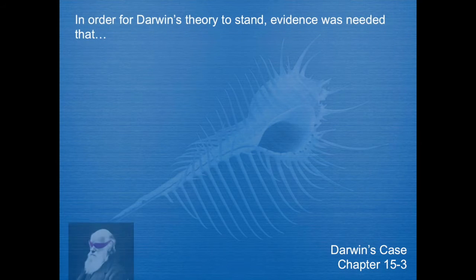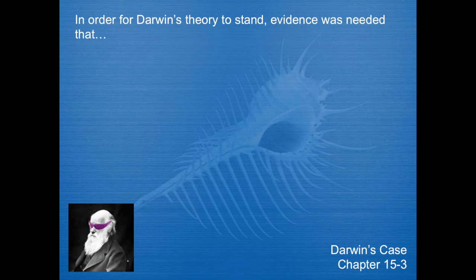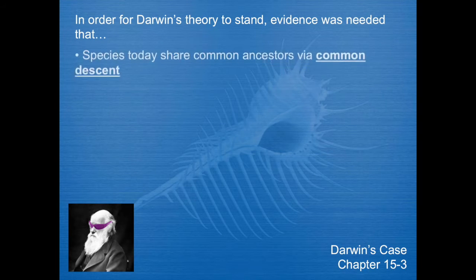So last time I introduced you to Darwin's theory, but the thing about Darwin's theory is that it is only a theory until we can actually support his case. So in order for Darwin's theory to stand, we need evidence, as we have acquired, that really proves two parts.